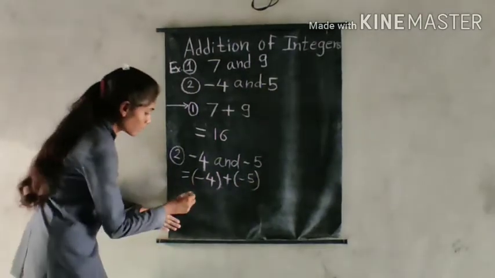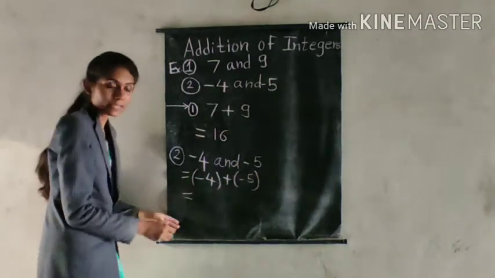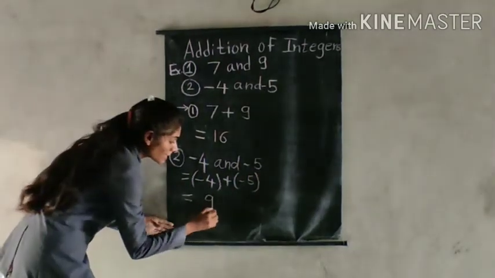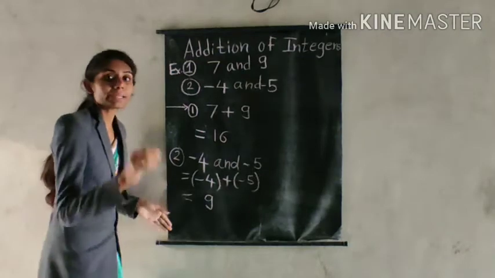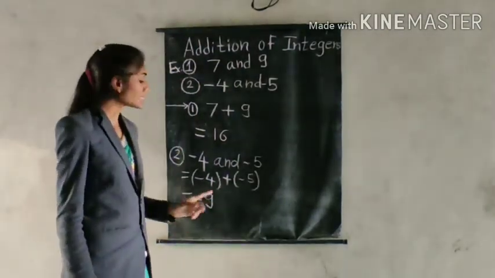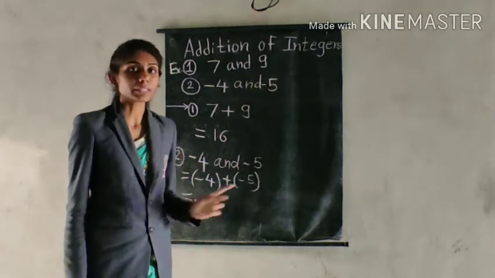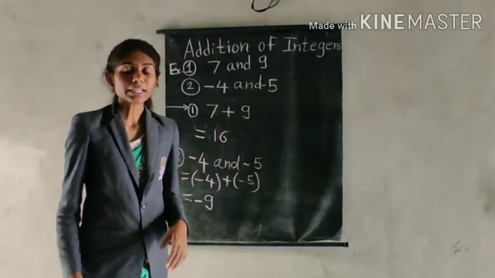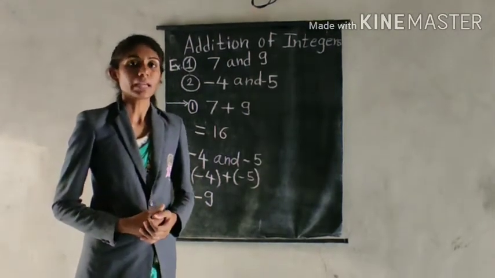and -5. As they have the same sign, we will add them. So 4 plus 5, it will come 9. But the answer will be -9. So this is the second case in the addition. Now let's see the third case of the addition.